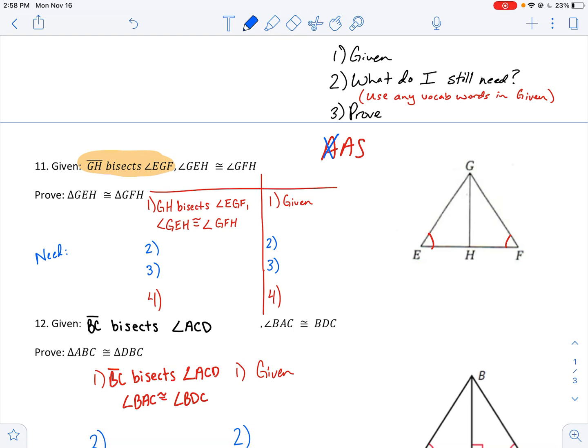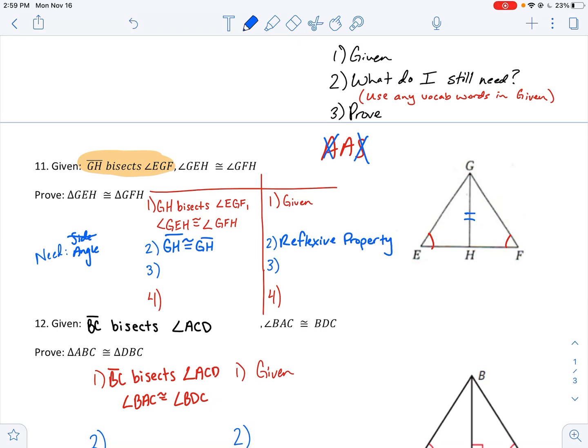So the next thing we should do is see if I have any reflexive property shared sides or if I have any vertical angles. I've got some reflexive property shared sides in the middle. So GH is congruent to GH. It's my reflexive property. We should always have that reflexive property in the back of our heads as well as vertical angles. So what was that? That was a side. So I needed a side and an angle. Got my side. Now I need an angle.